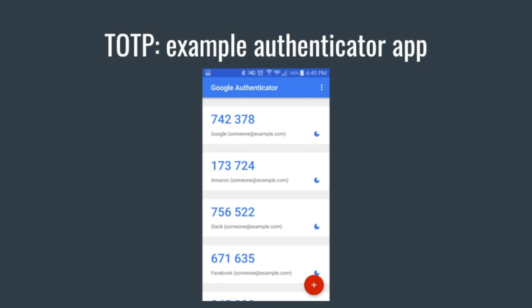So this is a screenshot of Google Authenticator. Many people are probably familiar with this. It has an entry for each account, and it displays a 6-digit code that you have to enter when you log in. And it has a little countdown clock on the right-hand side. It'll generate a new code every 30 seconds.